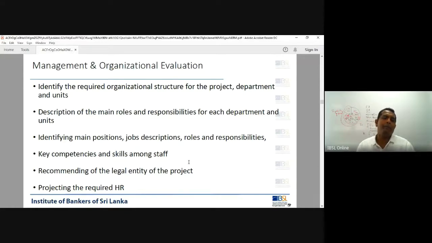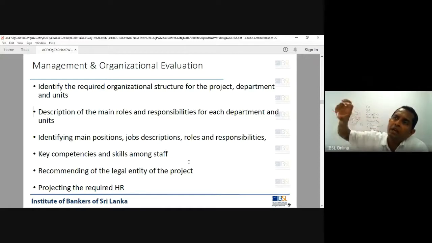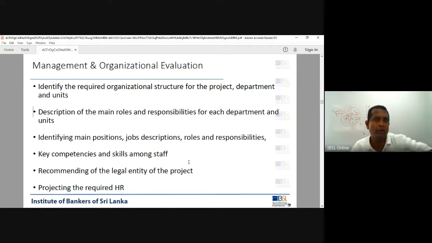Find any competencies and skills among staff. Recommend the legal entity, whether it is a sole proprietorship, partnership, joint venture, or limited liability company, all those things you have to project. Then you have to project the human capital requirement for the next few years, right? So that's the management part. You have to have an organization structure and separate departments. Each department looks after its functions and job descriptions, based on the project size. We are talking about big projects now.